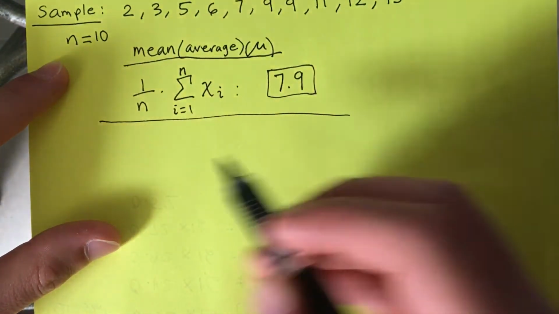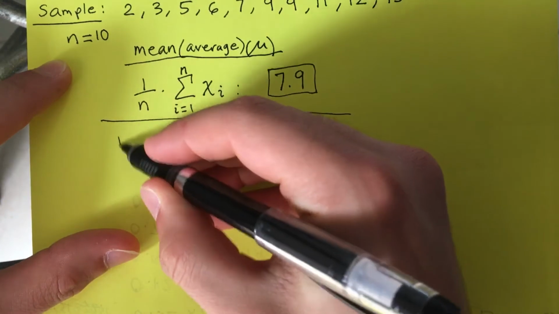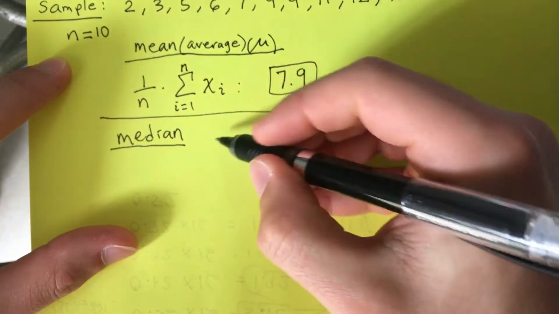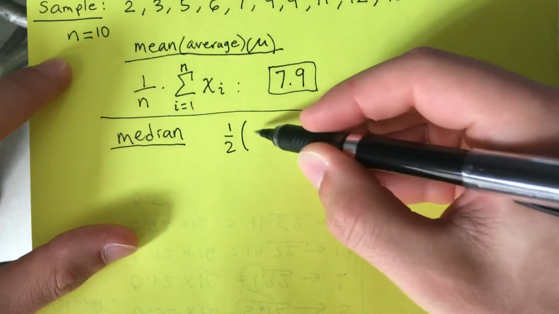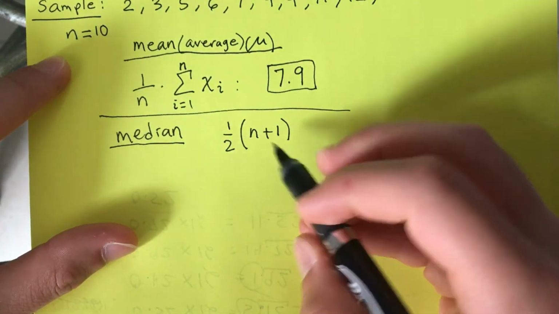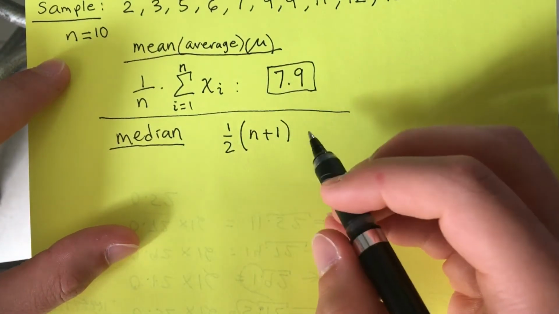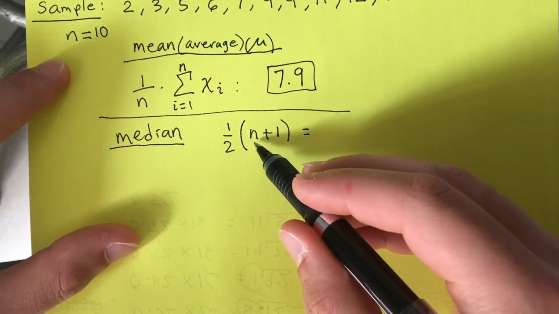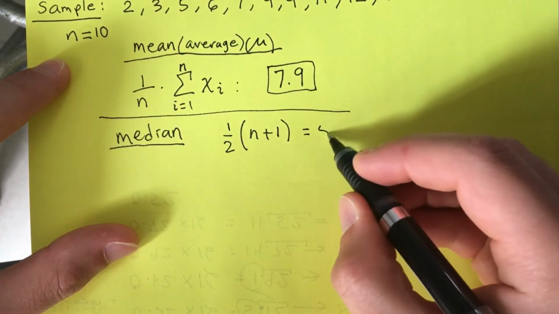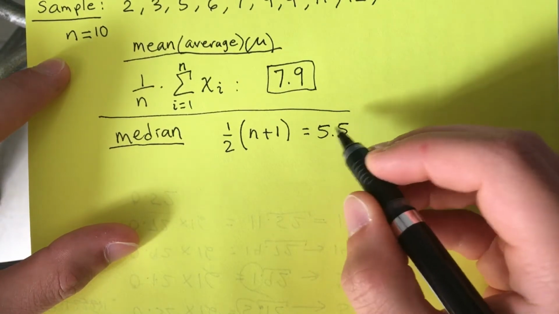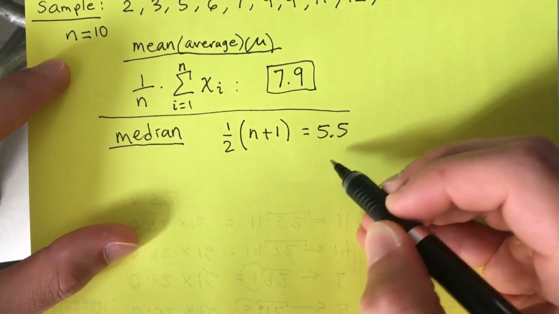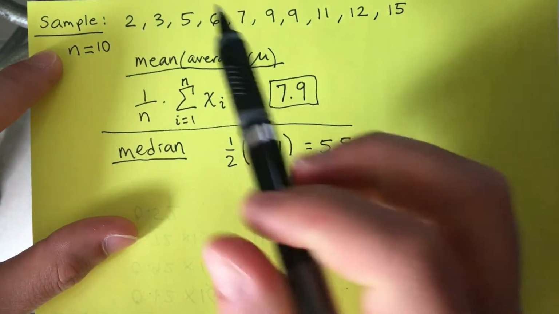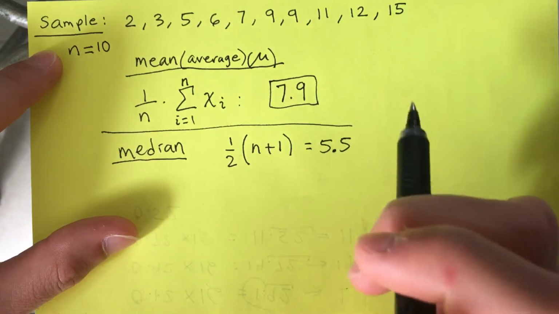And then the median. There's a formula for the median where it doesn't tell you what the median is, but it tells you where it's located. That is one half times n plus 1. So n is equal to 10 plus 1, 11, divided by 2, 5.5. So 5.5 is not the median itself, but it tells you where it's located. Since we don't have a whole number, we have a decimal, 5.5 means it's located in between the 5th and the 6th.